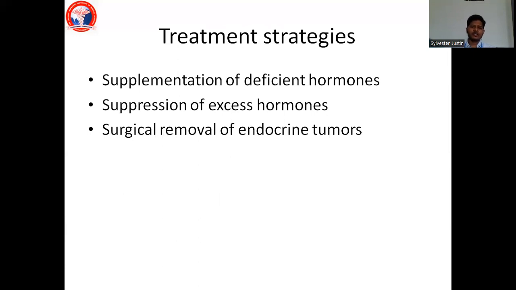Treatment strategies. Deficient hormones will have to be supplemented from the outside. Excess hormones will have to be suppressed. And if there's a tumor which is causing the problem of excess hormone, then if it is amenable to surgery, we can remove it.